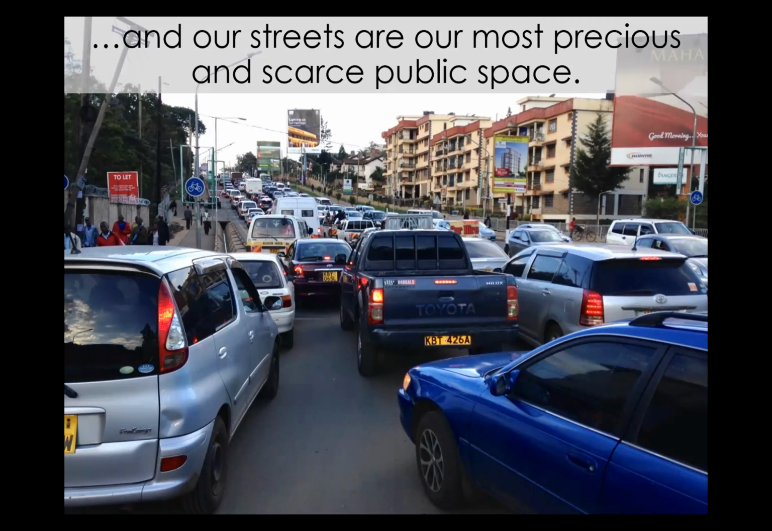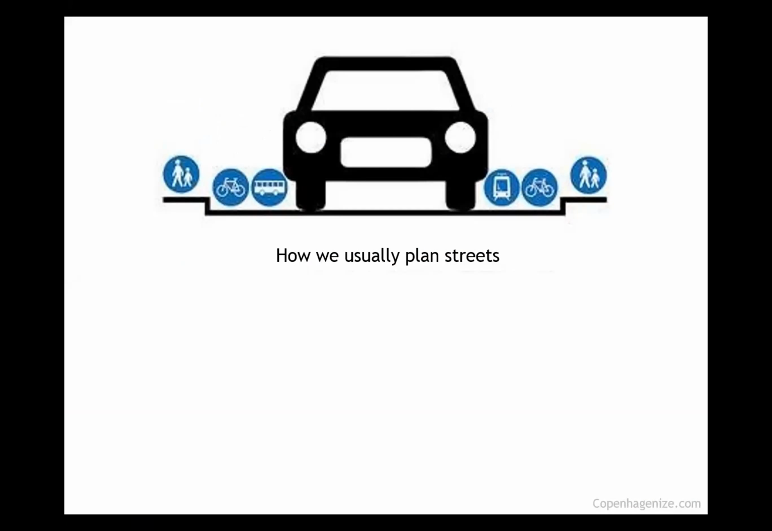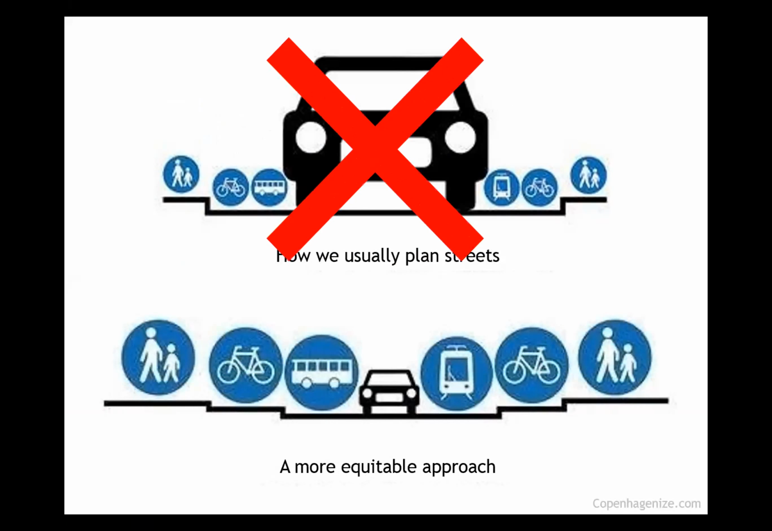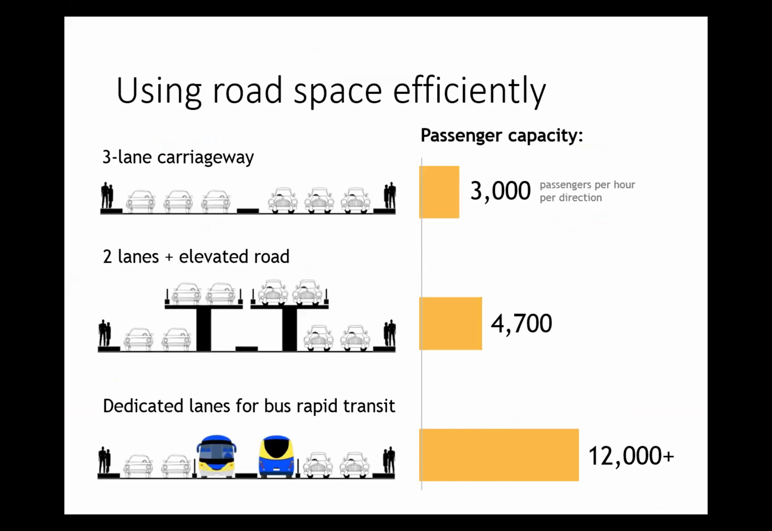and this is how we normally plan streets. This is an image from Copenhagenize, and I really like it. So we normally plan streets thinking only about the car, when we need to be thinking about a more equitable approach to planning our streets, which is all the other modes included, including walking, cycling, and public transport. And it's really about efficiency of our road space, our most scarce and sacred public space. How can we use that to the most advantage for the most people?